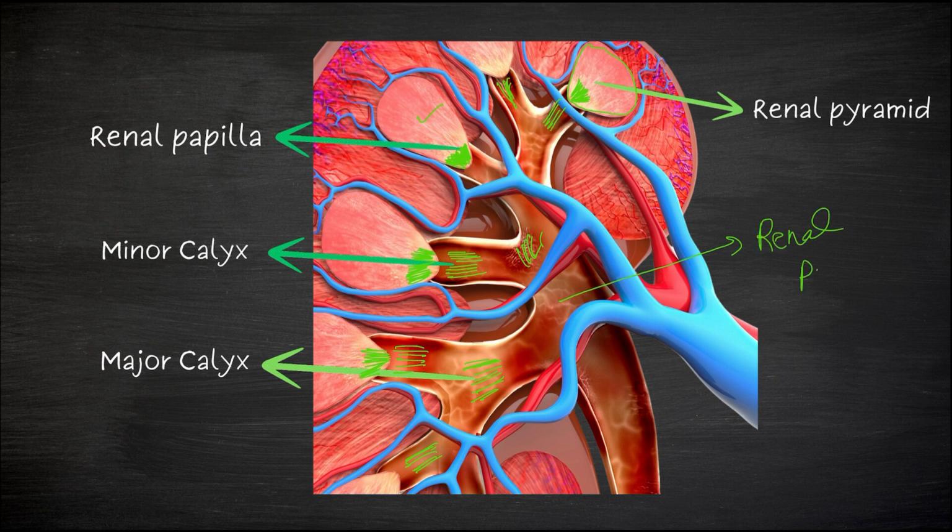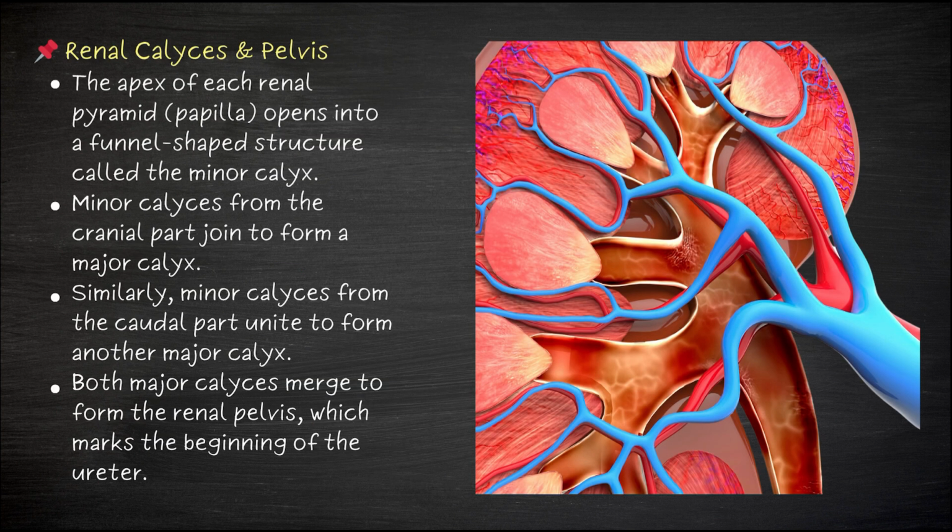This is called the renal pelvis, and this is the ureter. Clear? So we are discussing this one. The apex of each renal pyramid, that is called the papilla, opens into a funnel-shaped structure called the minor calyx. So this is the renal papilla. It opens into what? The minor calyx.